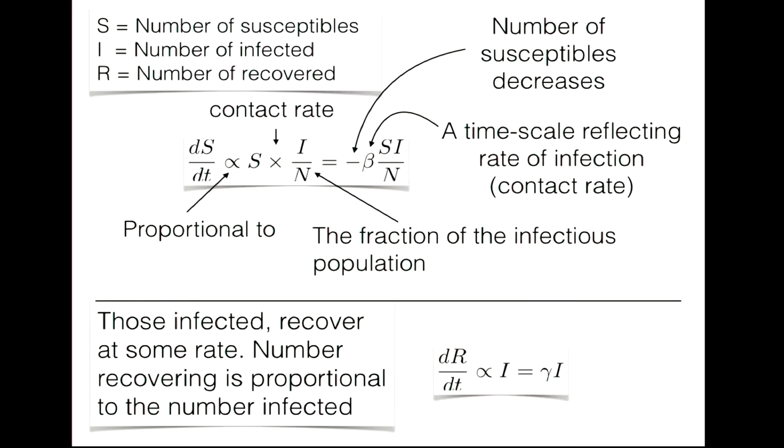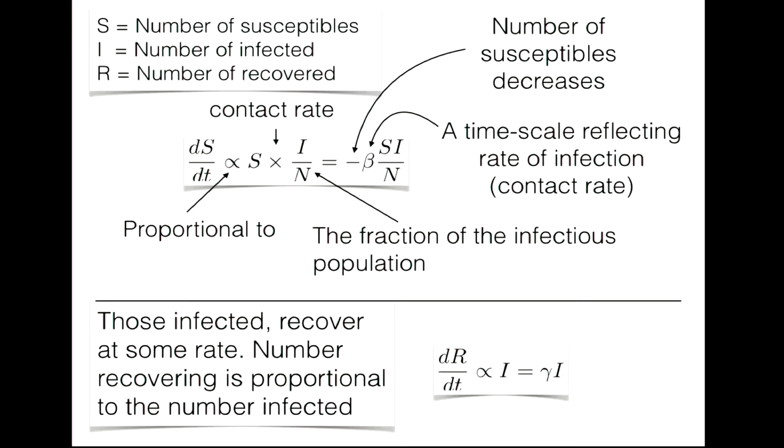and so on. And then the second equation says those infected recover at some rate, and the number recovering is proportional to the number infected. So dR by dt, the change in the number recovering in time, is proportional to the number of infected, and the proportionality constant is gamma. The unit of gamma is 1 over time, so gamma is a rate. There is a rate involved in the beta too, because again this has units 1 over time on the left hand side.